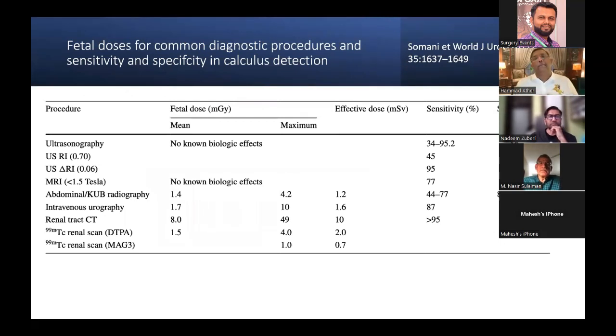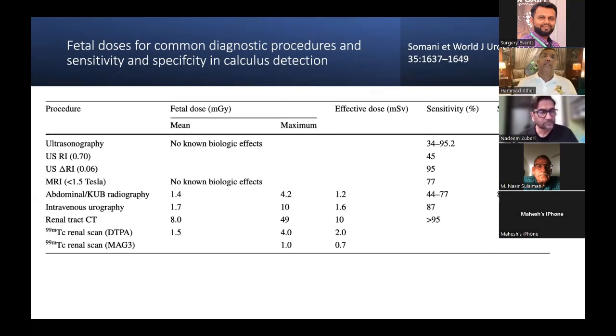So if we just summarize our imaging modalities, we see that ultrasonography obviously is absolutely safe. There is absolutely no risk to the fetus. The sensitivity is low, between 35 and 94 percent. It's quite variable, actually. The specificity is 86%. If we add resistive index and use 0.7 as a cutoff, or we use the resistive index difference between the obstructing and the non-obstructing, or the normal and abnormal units, we can see that the accuracy increases significantly and the specificity actually goes up to 90 to 100%.